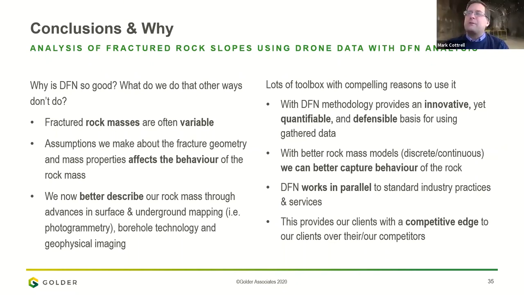Fracture shape and fracture size is probably the hardest attribute to get right on a DFN model. If you take a single borehole, you can see the intersections. So you can see the frequency of the intersections. You can also see the orientation of the intersections. What you don't see is the full fracture.